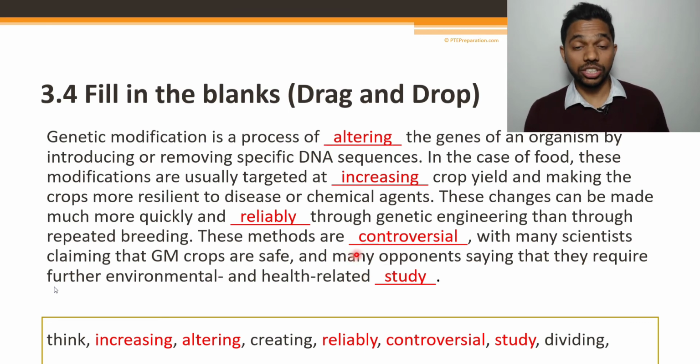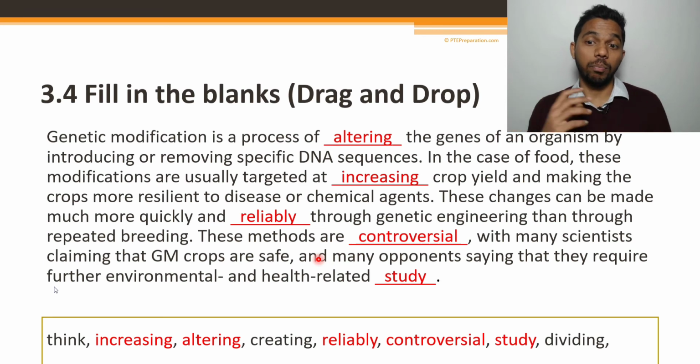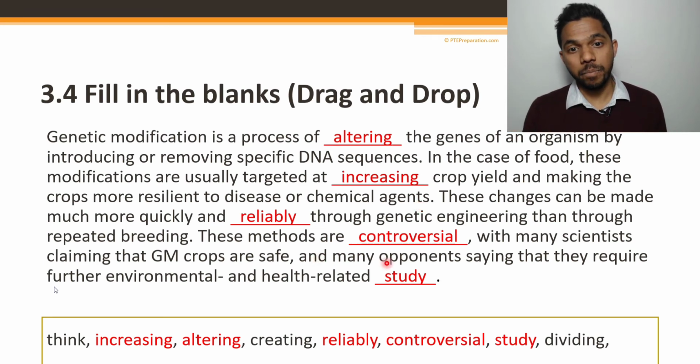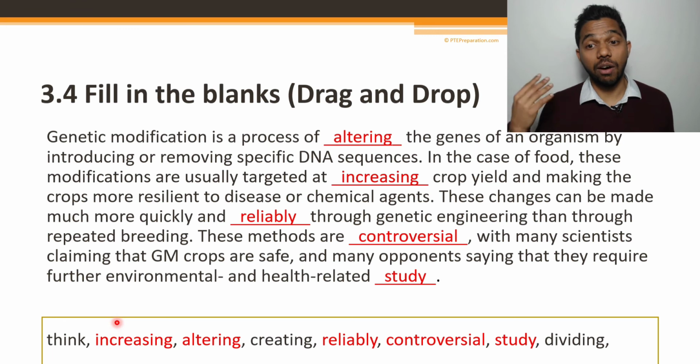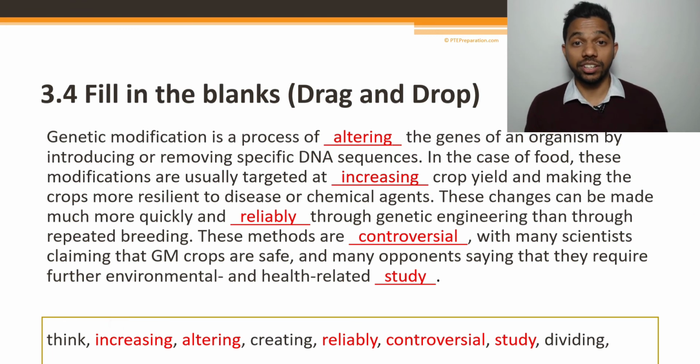So controversies happen when there are two sides that are opposing. Methods dividing could have also been an option, but controversial is just something that is more frequently used in English. And health related study, again, is a phrase that's commonly used, and nothing else really made grammatical sense. So that's how I would go about solving this particular question in the exam.